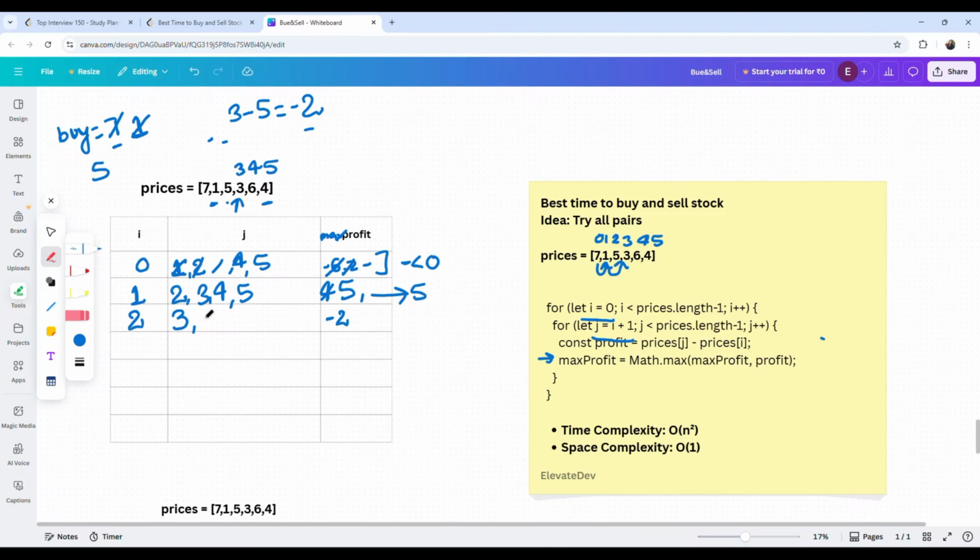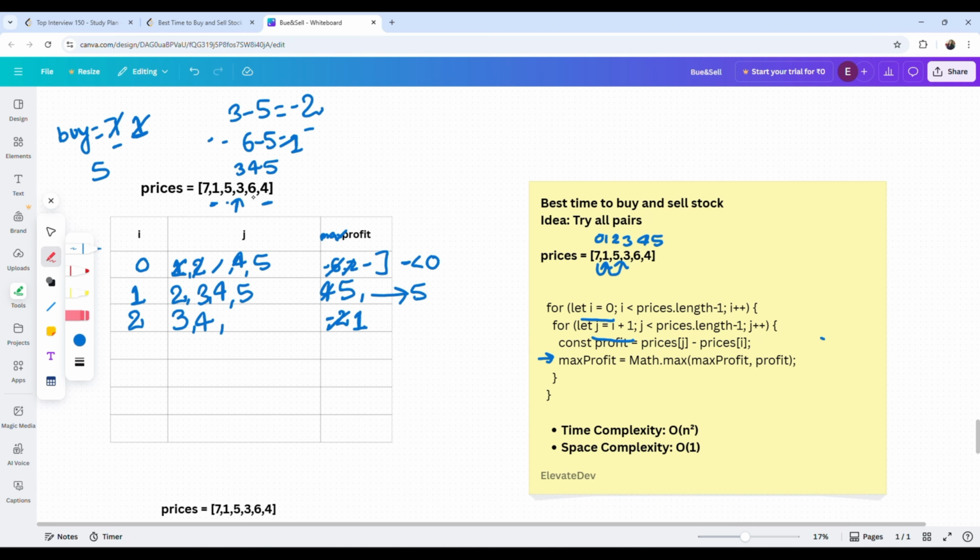Now my J will move forward and come to the fourth position, and it will check. We have 6 as the selling price, so 6 minus 5 is 1. Clearly 1 is greater than minus 2. We can surely update this minus 2 and we can have 1.